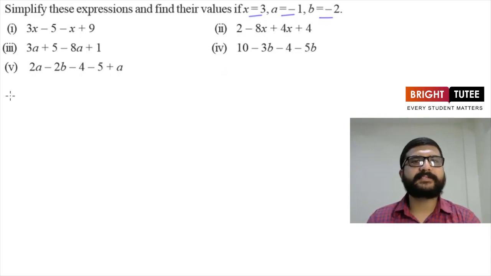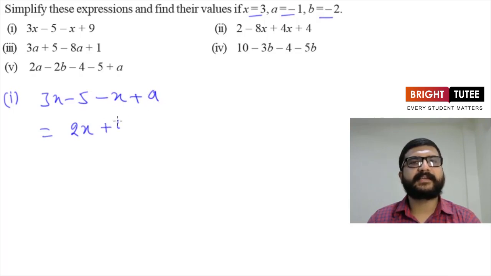So the first expression, let's simplify it first. It is 3x minus 5 minus x plus 9. Now 3x minus x, this will be 2x, minus 5 plus 9, this is plus 4. Now we are having 2x plus 4, this is the simplified expression.